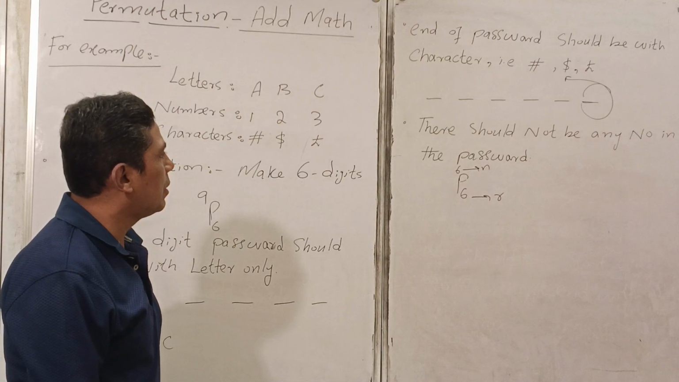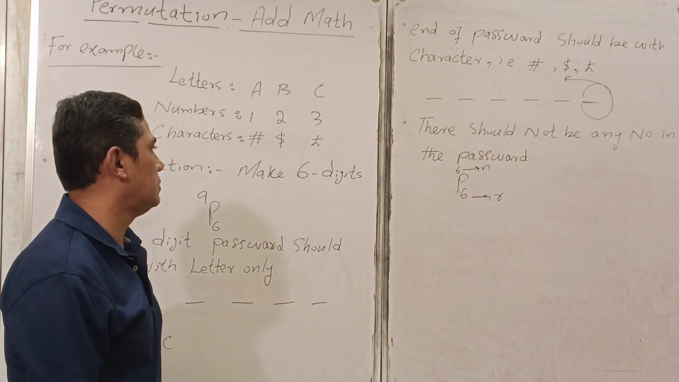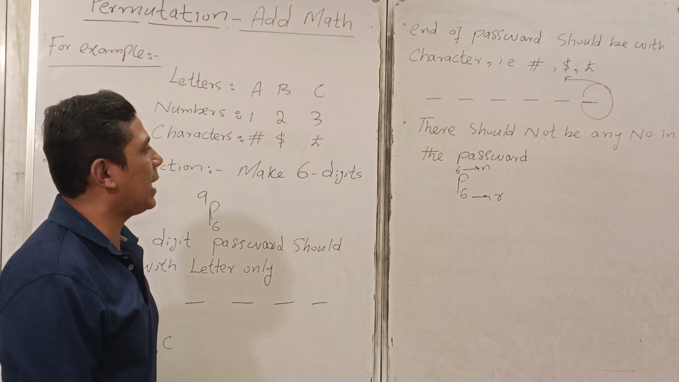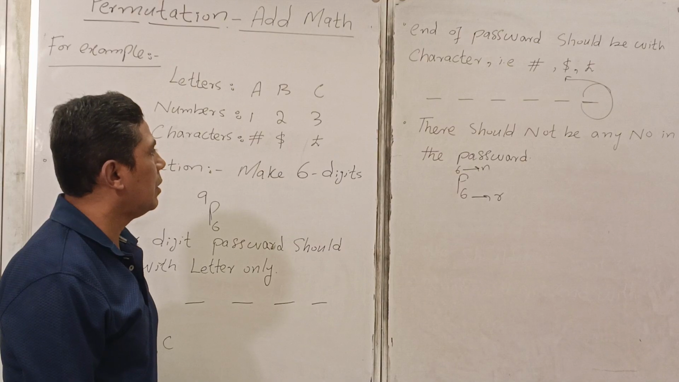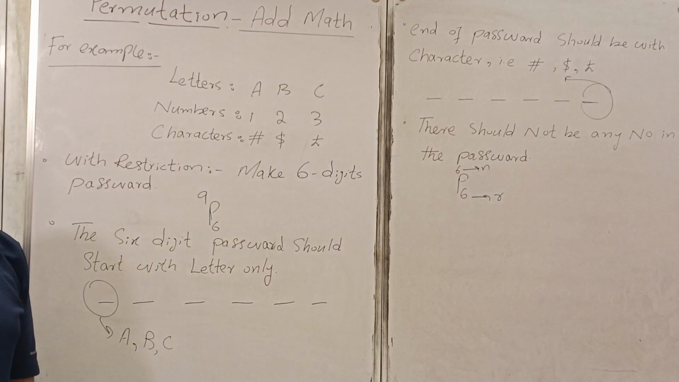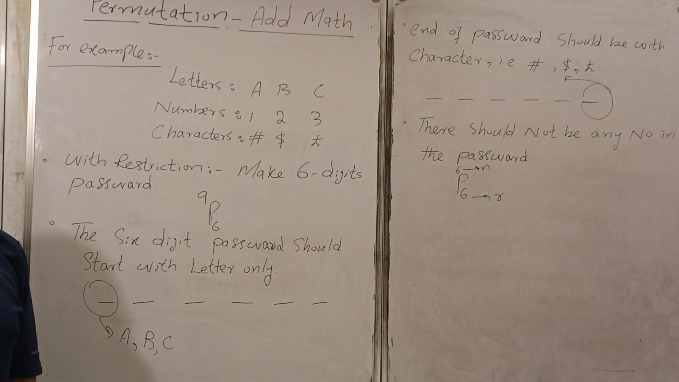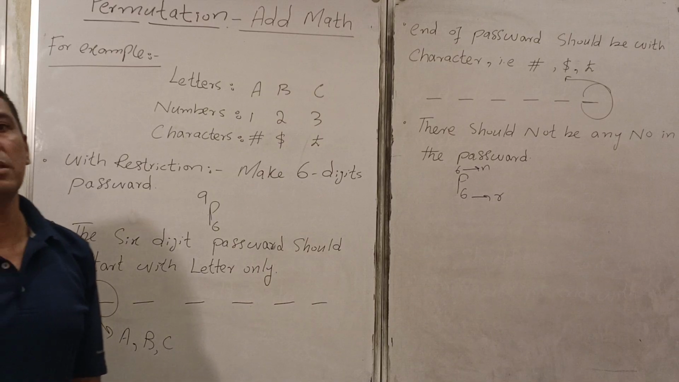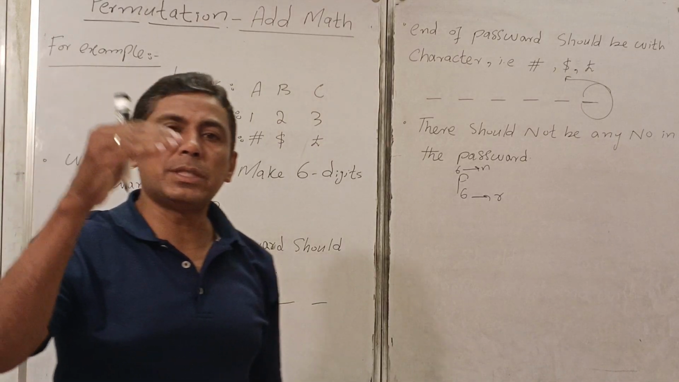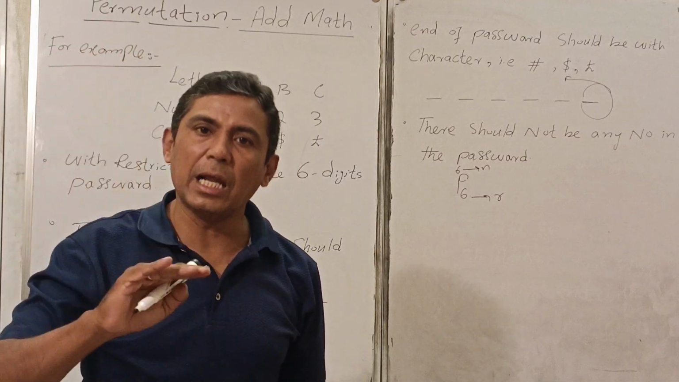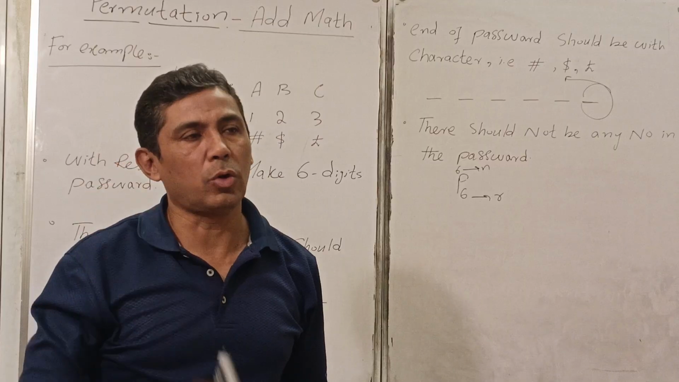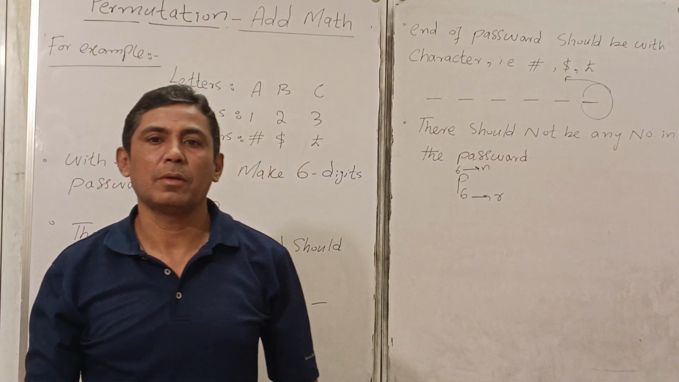Now, if I say at least one character should be in the password. At least one character, what does it mean? कम से कम एक हो और उससे ज्यादा भी हो सकते हैं. एक लाजमी होना चाहिए. ओके, तो अब हम क्या करें?